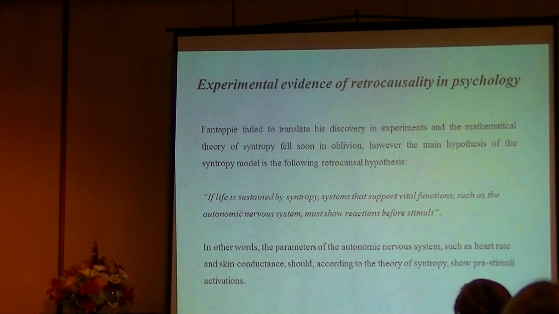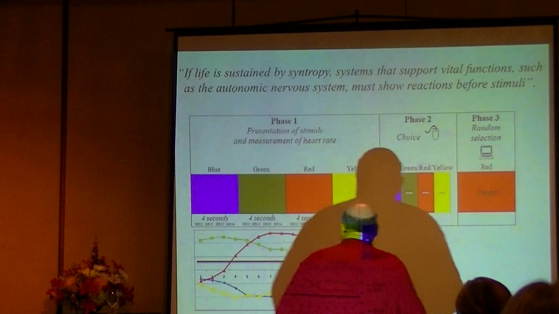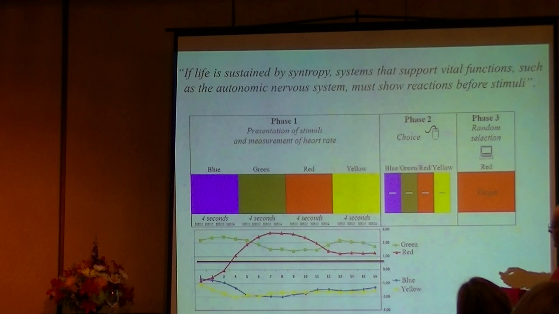Well, in the scientific literature, there are many experiments that show this pre-stimulus reaction of autonomic parameters, but there was no theory explaining why there should be this autonomic reaction. Antonella performed a series of experiments that show that there is a reaction. The person was shown colors like blue, green, red, yellow. Then they were asked to try to guess the color that the computer would have selected in the last phase.